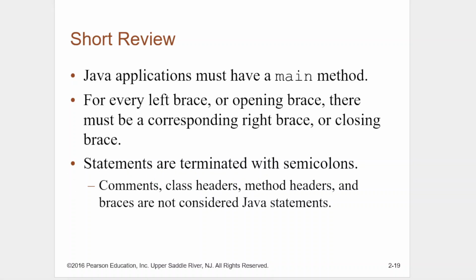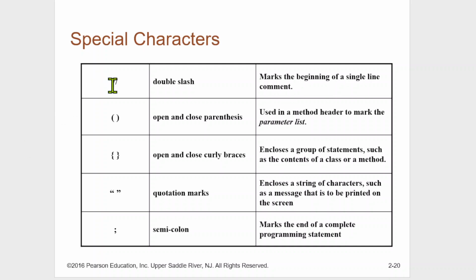Let's take a quick look here. We've got some special characters. The double slash marks the beginning of a comment, a single line comment. Open and close parentheses are used in the method header to mark the parameter list. Open and close curly braces enclose a group of statements such as the contents of a class or a method. Quotation marks are used to enclose a string of characters such as a message to be printed out on the screen. And the semicolon marks the end of a statement.